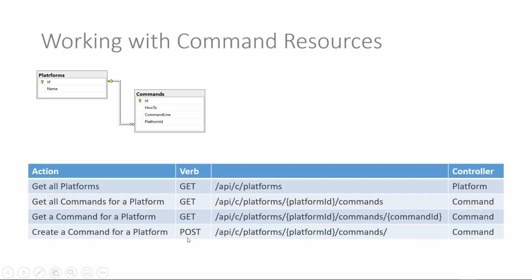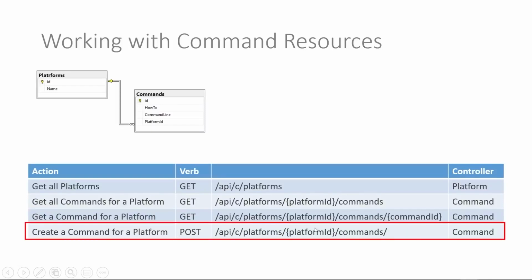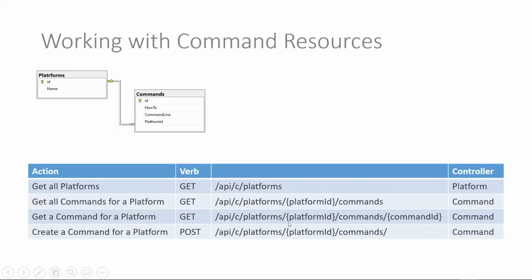So for example, taking a look at how we're going to create a command, we cannot create a command without a platform. Hence, we have to provide a resource ID as part of the route when we are creating a command. And the same rules apply for when we are retrieving commands or even retrieving a specific command. We have to do it in reference to a platform.